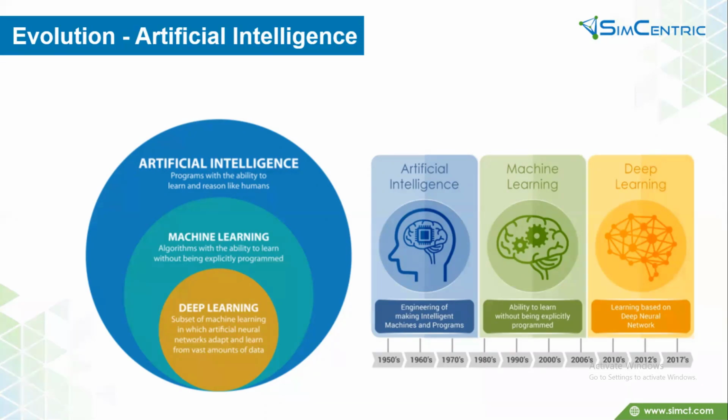As you can see in this slide, artificial intelligence is used to make machines learn and think like humans. You can see machine learning as a subset of artificial intelligence, and machine learning is basically focused on the idea that we need not explicitly program the machines anymore, but we need them to learn by themselves and infer the information.